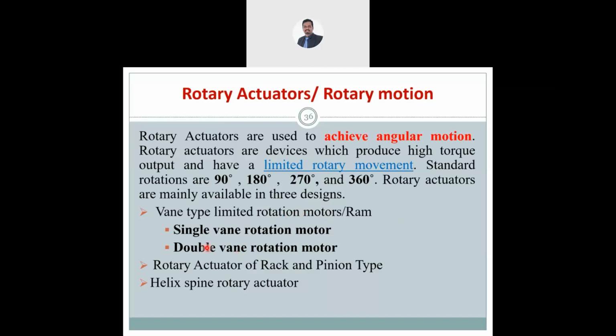Okay, so you have a few types. Vane type, limited rotation motor. Okay, so you have a single vane and double vane. Then you have a rack and pinion type, and you have a helix spline rotary actuator. Okay, in the video it is explained.